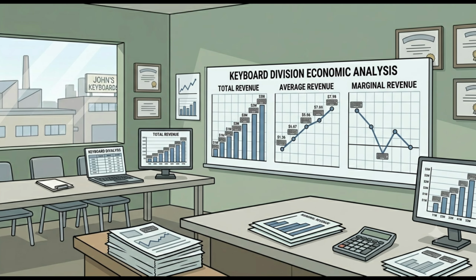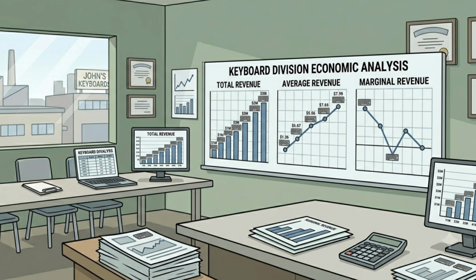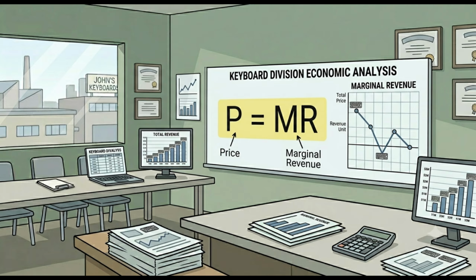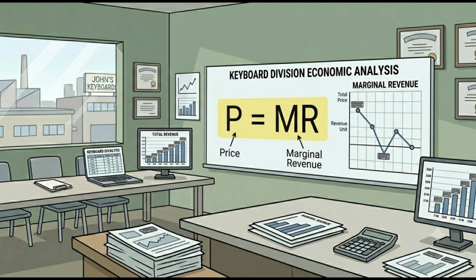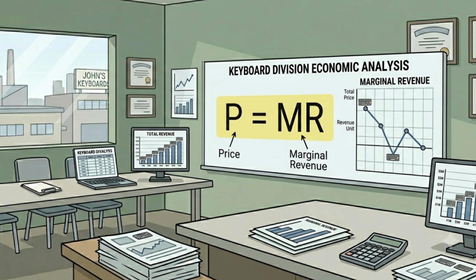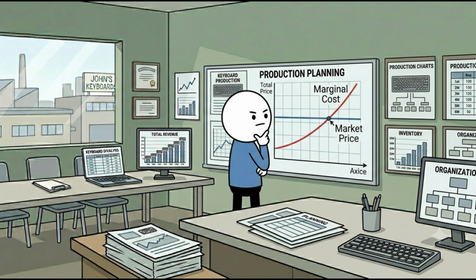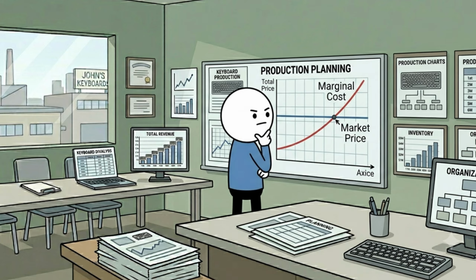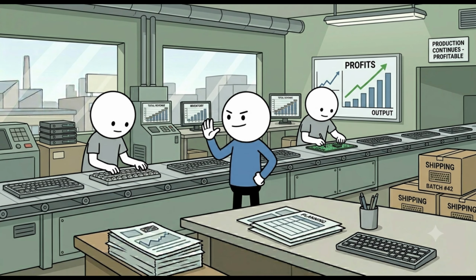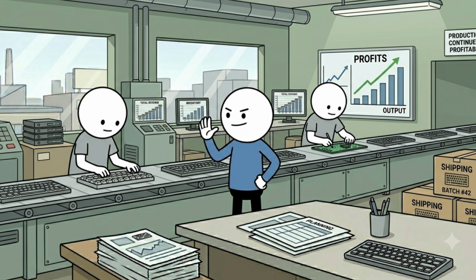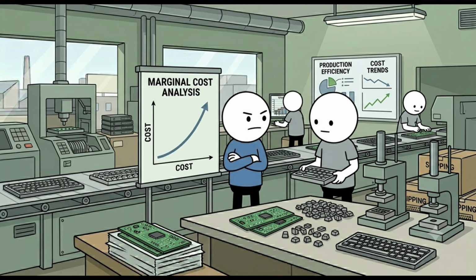How does John decide how much to produce to maximize his profit? He goes back to his marginal cost curve. As we learned in our previous lessons, John's marginal cost rises as he produces more. To maximize profit, John will continue to increase production as long as the marginal revenue, the price, is greater than the marginal cost of the next unit. The moment the marginal cost rises to meet the price, John stops. This is the golden rule of competitive markets. The profit-maximizing quantity is found where price equals marginal cost.